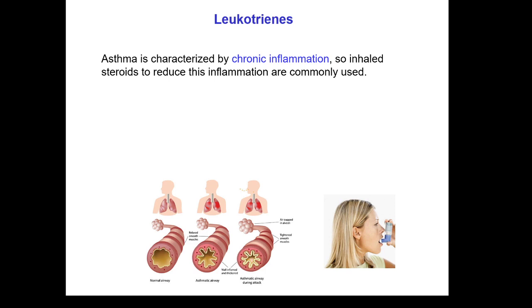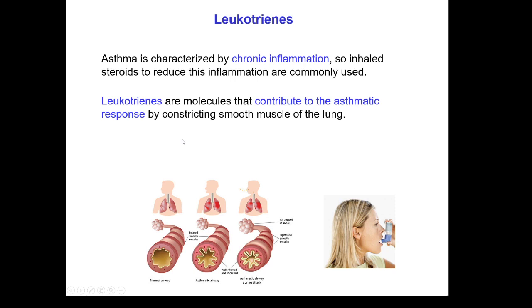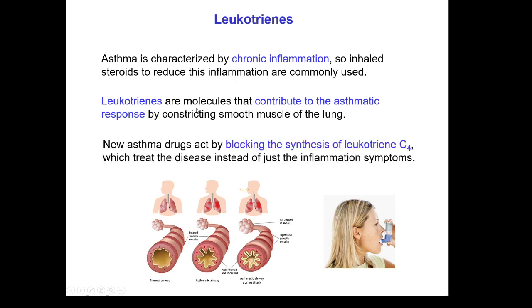So leukotrienes: asthma is characterized by chronic inflammation. Leukotrienes are the molecules that contribute to the asthmatic response. What they do is, I have this irritant in, and it's going to cause the smooth muscle in my lungs to essentially contract, blocking the airway up. So what does your inhaler and things like that do? It blocks the formation of those, opens it back up, and allows you to breathe again.